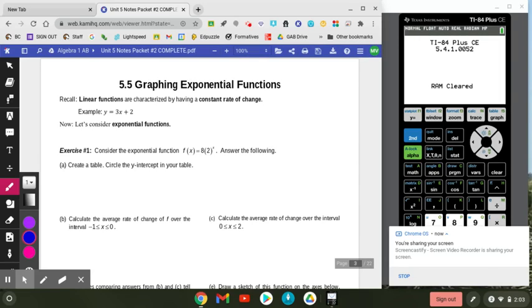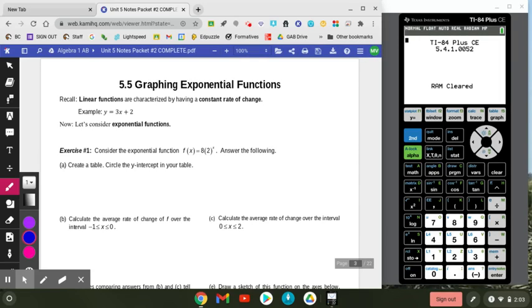Hello, everyone. Today we're going to talk about graphing exponential functions. So first, we're going to recall that linear functions are characterized by having a constant rate of change. A linear function looks like y equals 3x plus 2, and that would have a slope of 3 and a y-intercept of 2. And the slope, remember, is our constant rate of change.